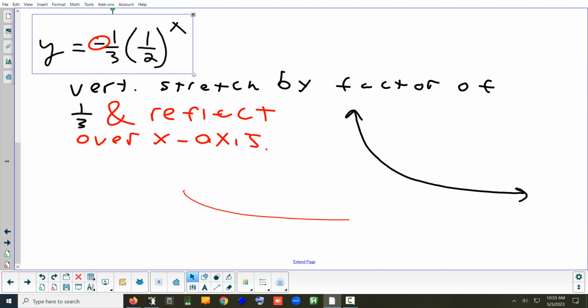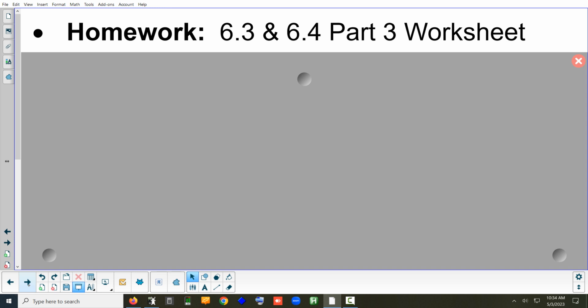Okay, so that finishes up 6.364 part 3. Homework tonight is a worksheet on Schoology, and tomorrow we'll wrap everything up with part 4. Just a reminder, I will be after school tomorrow if you need to make anything up before progress homework.